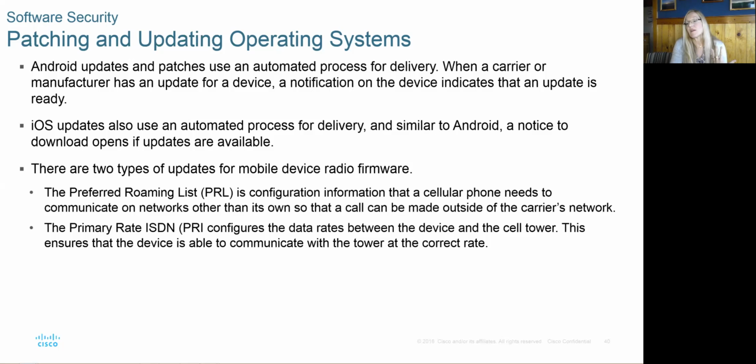There's also device radio firmware. So you've got your preferred roaming list, which can be changed so that you can make calls outside of your carrier, and your ISDN for your cell tower communications.